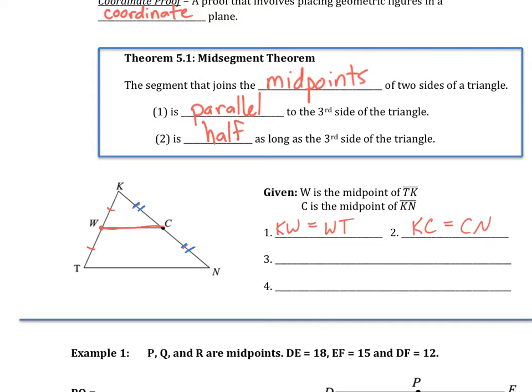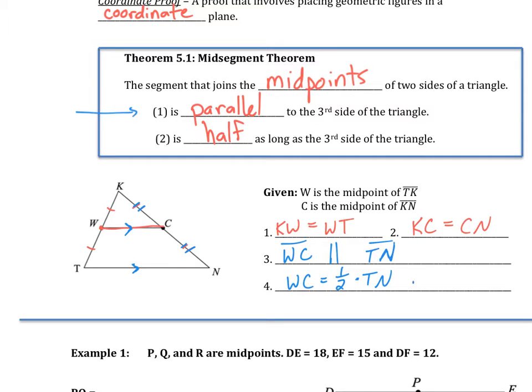Okay, the next part is we know that segment WC is parallel to segment TN. So we would say these 2 lines are parallel to each other based on the definition of the theorem of mid-segment. That comes from up here. So WC is parallel to segment TN. We also know that WC is equal to 1/2 of TN. So WC equals 1/2 of TN.